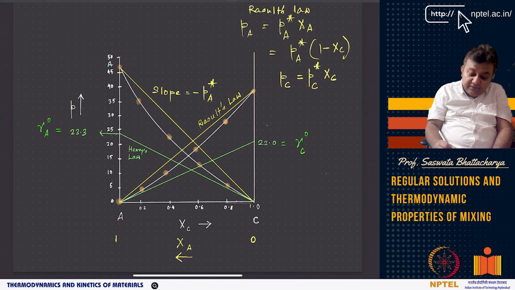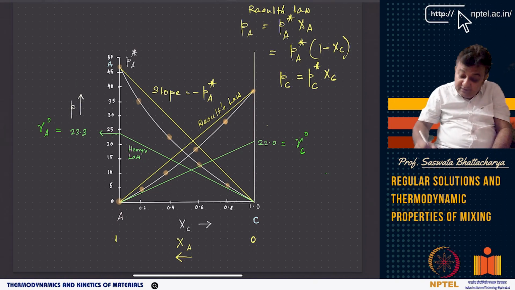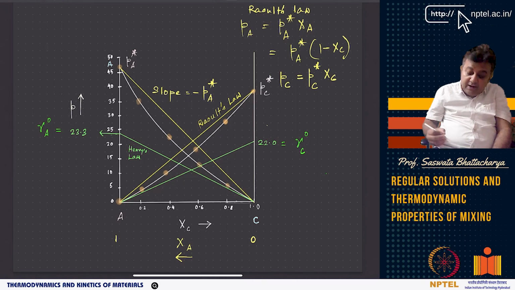PA star is the vapor pressure of the pure solvent. So this is PA star, and this is nothing but PC star, right? And the slope is minus PA star for acetone, because the way we have plotted, XC increases from left to right, and therefore for acetone, the vapor pressure continuously decreases from pure acetone to pure chloroform, right?